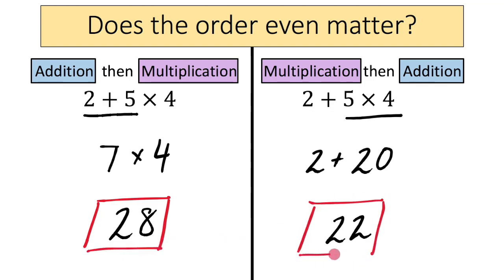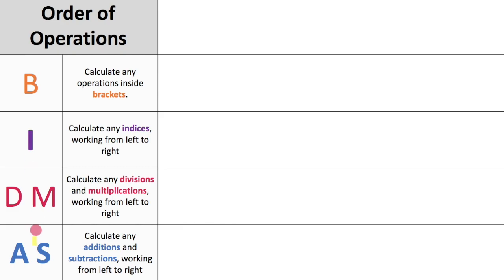Now, that should very much concern us, because now we need to answer the question, well, which one is correct? And that's going to come down to, what is my correct order of operations? So what is the correct order of operations? And this is where we use BIDMAS. So BIDMAS is going to tell me what the correct order of operations is. So let's walk through this mnemonic together.